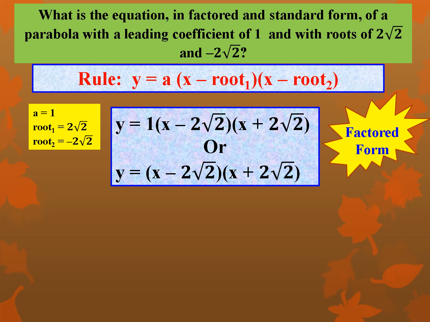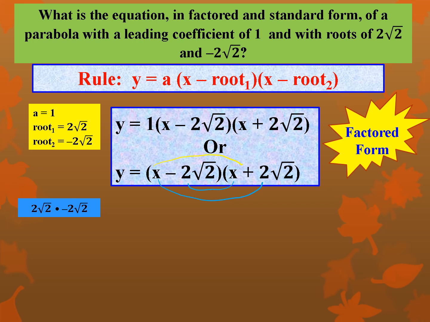Now let's talk about switching this to standard form. So, we know that when we multiply these two guys, we're going to get x squared. And then, here when I do the outer, I get 2 square roots of 2x and negative 2 square roots of 2x. So they're going to cancel out.